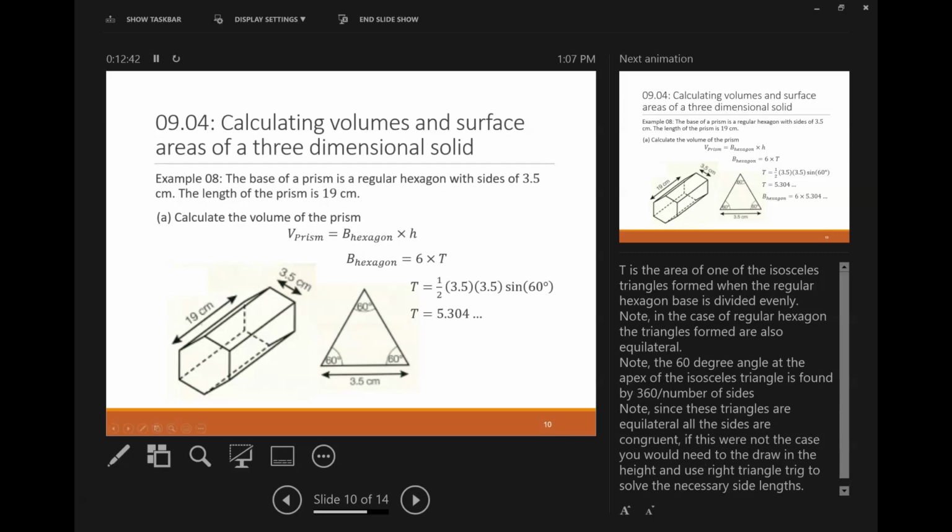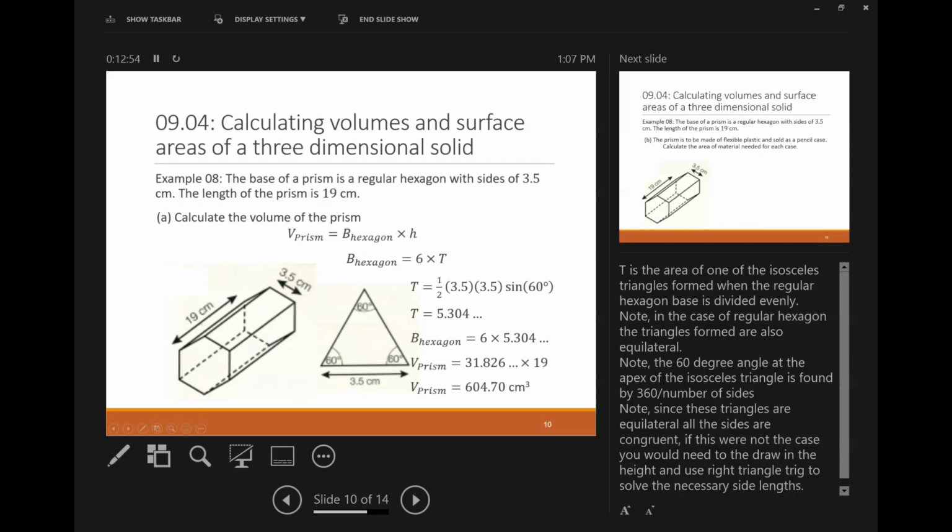Everybody's happy with that? So the area for my triangle is 5.3-ish. So the area for my hexagon is 6 times that. And the volume for my prism is then 19 times that, which gives me the 604 and change. Are we okay with that idea? Again, that one was a little trickier because we had to find the area of that hexagon, which was maybe not trivial, right? We had to be kind of clever about how we did that. But any regular polygon, we could do in that same fashion. Okay? So it's not too bad.